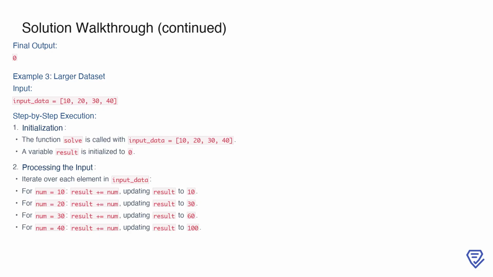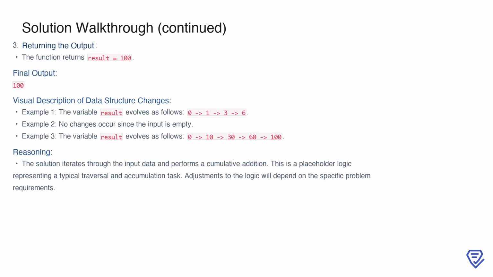Now, let's examine an example with a larger dataset, [10, 20, 30, 40]. The function solve is called with this input, and as before, the variable result is initialized to 0. During the processing step, we iterate over the array, adding each number to result. Adding 10 updates result to 10. Adding 20 increases it to 30. Adding 30 makes it 60, and finally, adding 40 results in a value of 100. After processing all elements, we proceed to return this final value. The function returns 100 as the final output for this larger dataset.